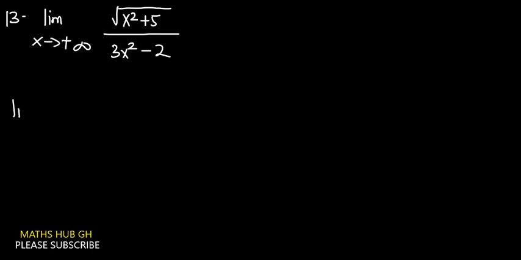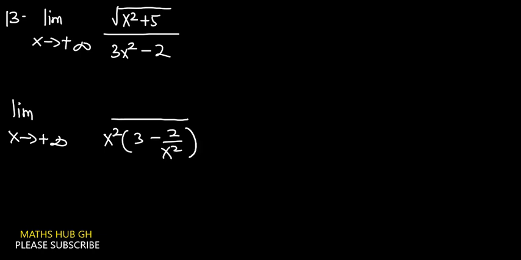So you are going to have the limit as x approaches positive infinity. Let's focus on the denominator. We are going to factor out x squared, so you are going to have x squared, bracket open, 3 minus 2 over x squared. That's what you're going to have for the denominator. Now let's focus on the numerator. For the numerator, we have the square root of x squared plus 5.